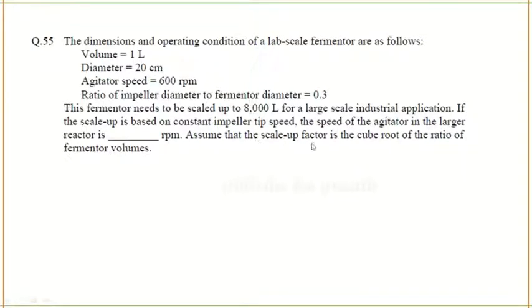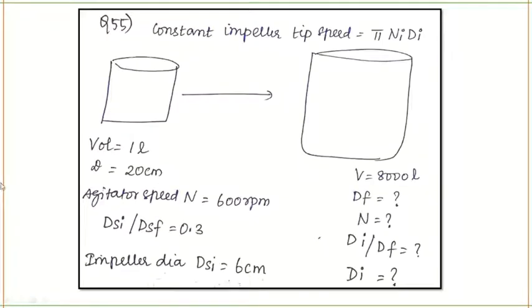Assume that the scale up factor is the cube root of the ratio of fermenter volumes. So this is the smaller reactor, this is the larger fermenter, and we are going to scale it up. The constant impeller tip speed formula is pi N Di. Note this down; if they ask about impeller tip speed in the question, you have to use this formula. Very important. The volume is 1 liter and the volume of the big fermenter is 8000 liter. Next, the diameter is 20 centimeter. We do not know the larger diameter.